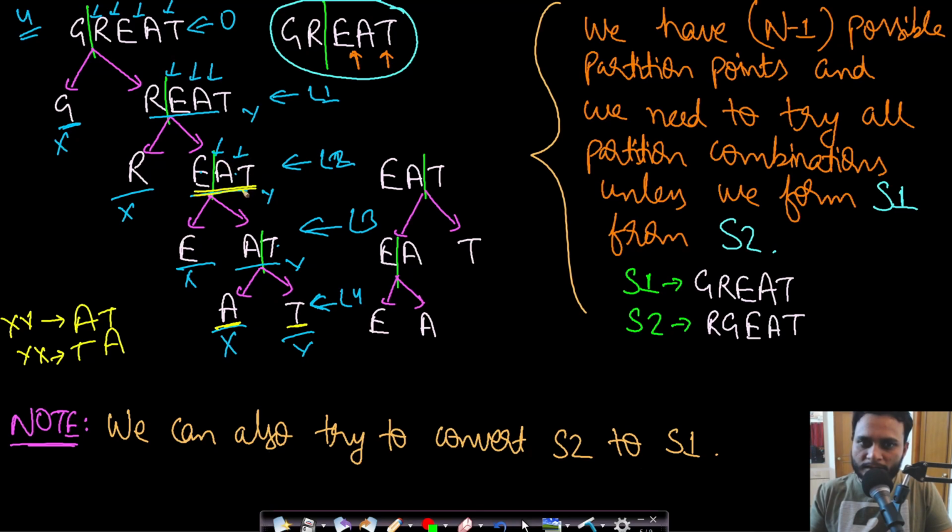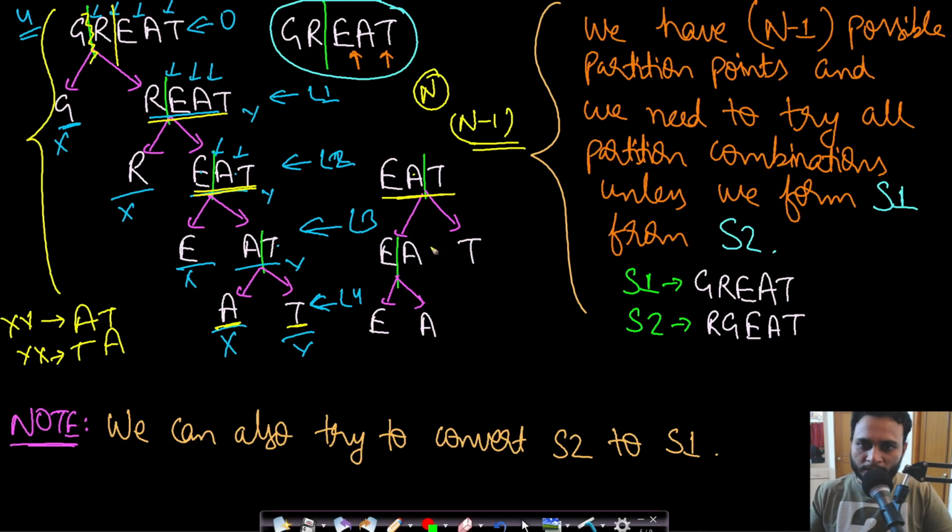Now again you can see that for this EAT, again we can divide between A and T, right? So for each of the internal nodes, if the internal node is of length n, then we will have n minus 1 possible partition points, right? So there will be that many number of trees possible. So I have just drawn a single tree. You can see that if you divide between R and E, you will have to leave this point and again it will form a different tree structure, right? So we have n minus 1 possible partition points and we need to try all possible combinations unless we form S1 from S2, right? Or you can say unless we form S2 from S1.